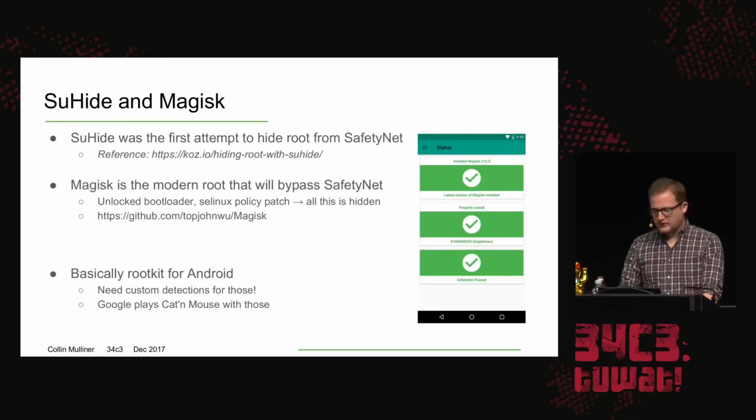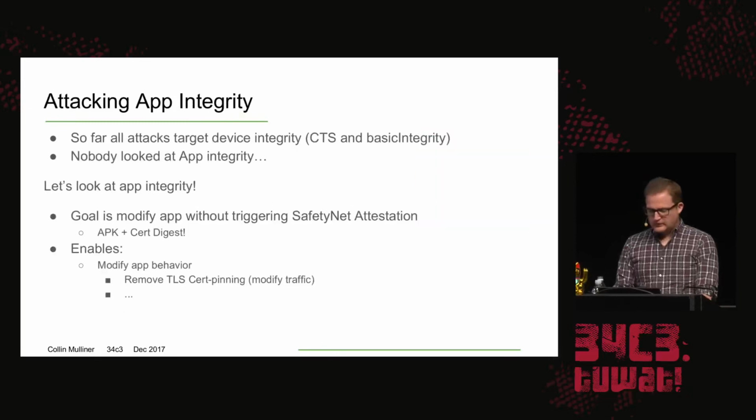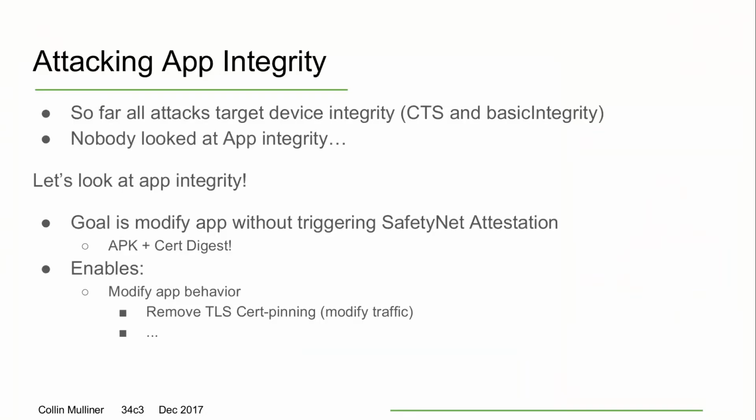So those two basically just try to hide system modifications or rooting, which is only one aspect of SafetyNet, or the SafetyNet Attestation API. So I was more interested in app integrity.